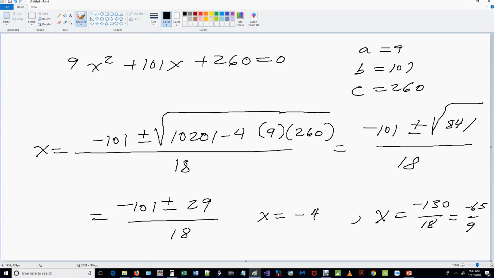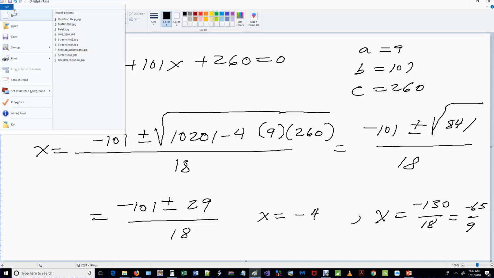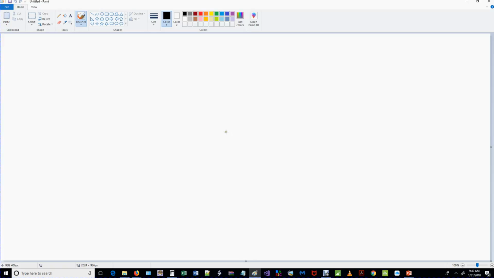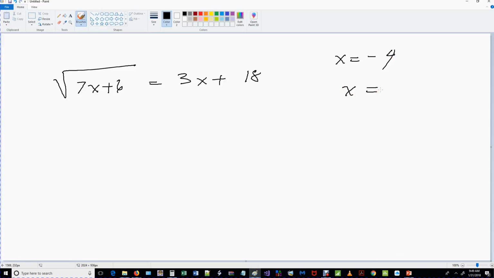Now before we actually say this is the solution, we need to verify something. Let's go to the next slide. The original equation was the square root of 7x plus 64 equals 3x plus 18. And apparently the solutions were x equals minus 4 and x equals minus 65 over 9.